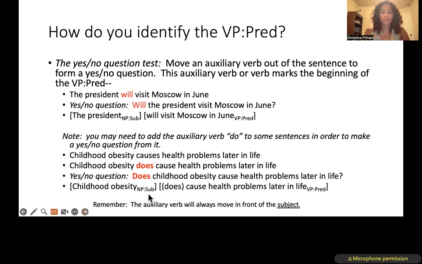And so there it is again, our noun phrase subject separated from our VP predicate. And we have an additional do in the middle there too, which we just had to generate. So remember, the auxiliary verb is always going to move in front of the entire subject. And that's going to help us to identify what the subject is.